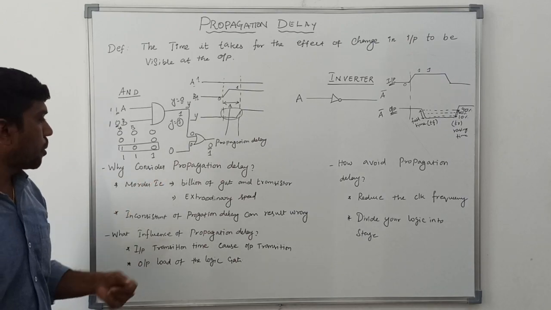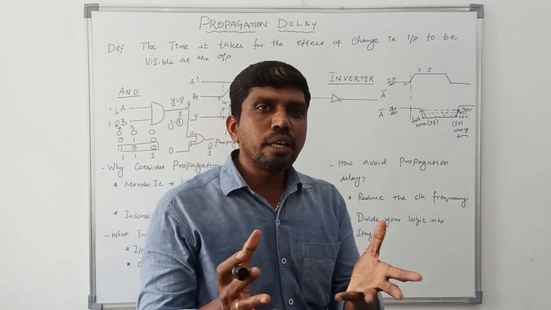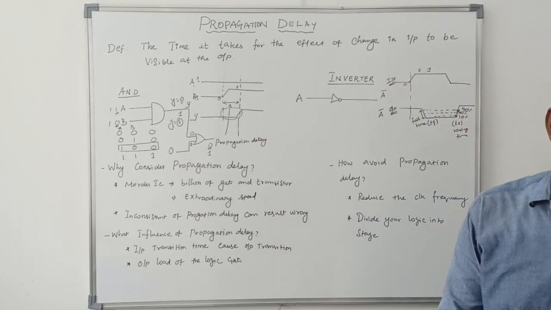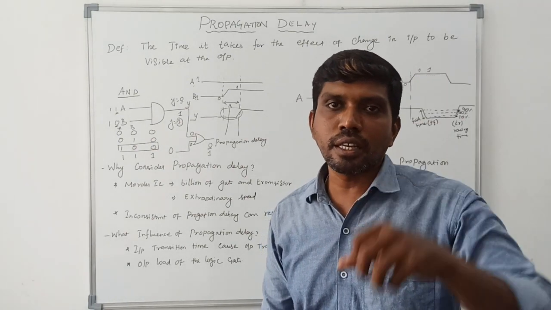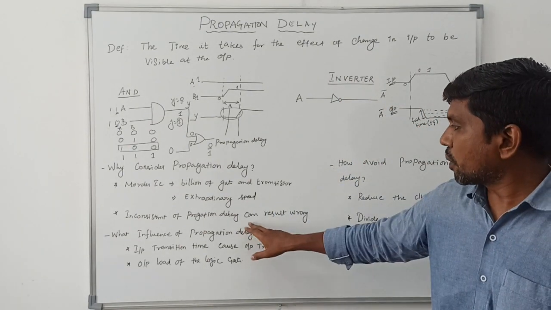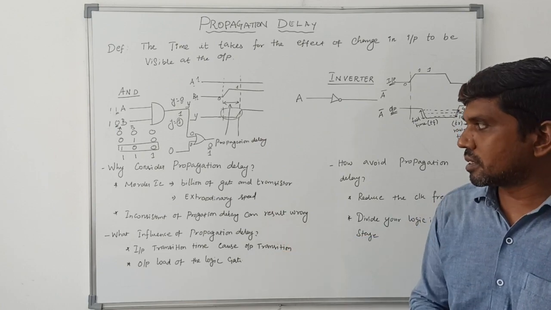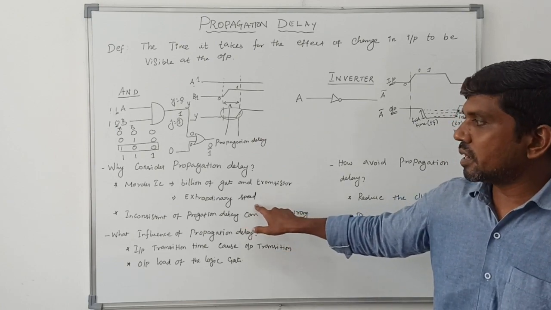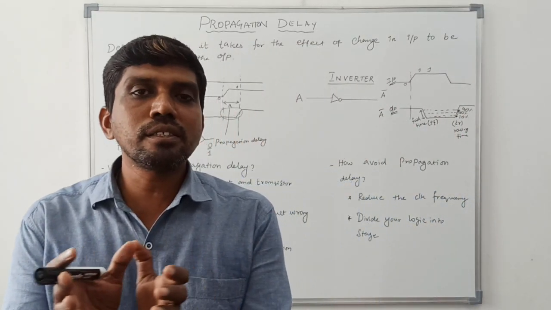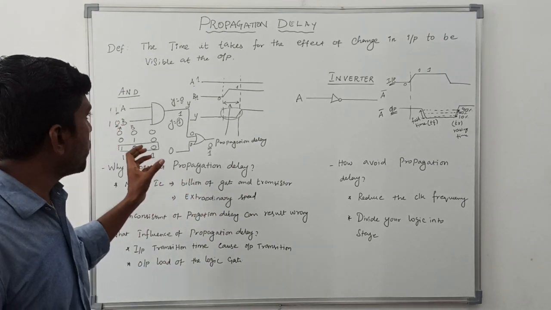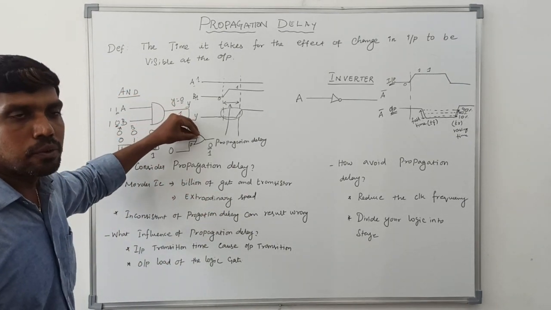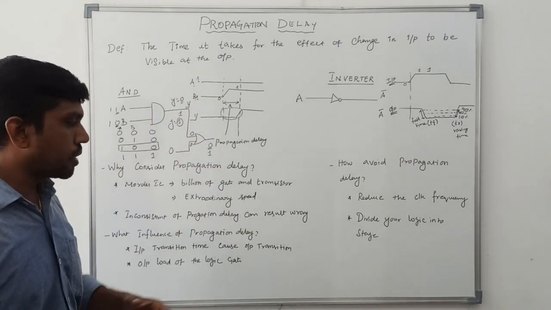Why do we consider the propagation delay? What is the main importance of propagation delay? Nowadays billions of gates and transistors are accommodated in a single IC. If the propagation delay is increased, it produces a wrong result, because the speed of the circuit is very high. If the propagation delay is increased, the previous output is transferred to the input of other circuits everywhere, so it may cause a wrong result.